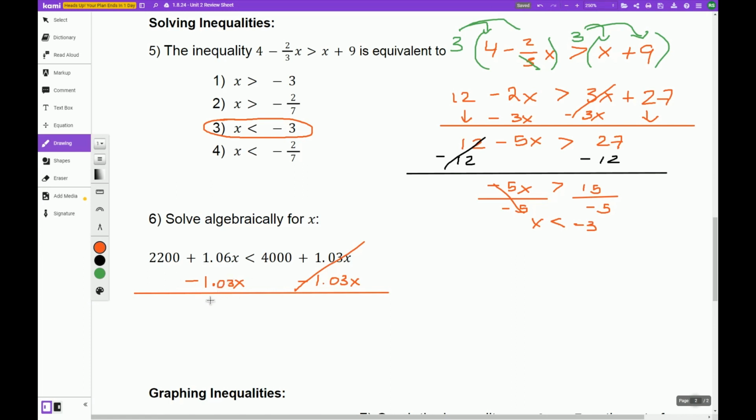And we're going to do 1.06 minus 1.03, and you'll get 0.03x. And then you bring down everything else. We have less than 4,000 over here. And then we bring down the 2,200 over here. And that is a positive, so it's a plus sign. Now, we want to get all the constants, that's the 2,200 and the 4,000, to the right side. I'm going to subtract 2,200 to both sides.